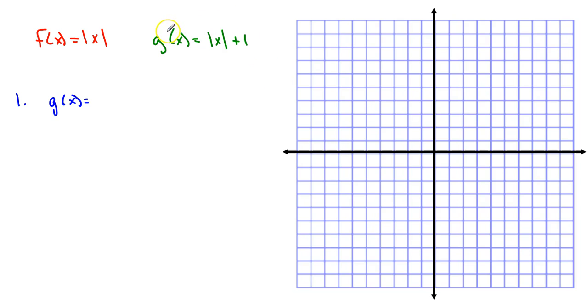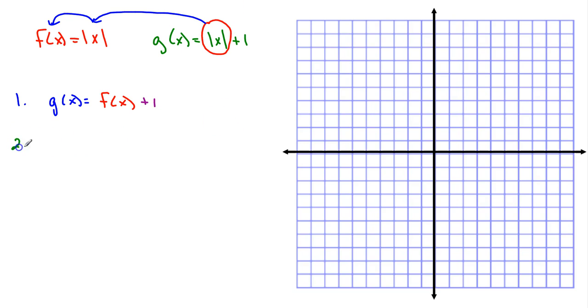Now if we look at this, g of x equals the absolute value of x plus 1. What is the absolute value of x? Well, if you look back, the absolute value of x is f of x. So g of x is equal to f of x, and then I have that plus 1 on the outside, so plus 1. The absolute value of x is simply f of x, and I'm adding 1 to it on the outside.